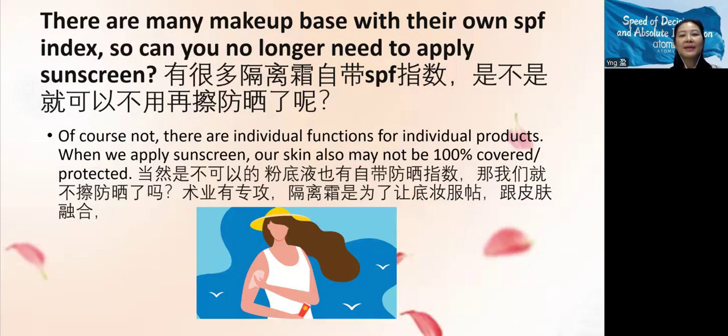There are so many makeup bases with their own SPF index. So can we no longer need to apply sunscreen? The answer is no. They are individually functioned for individual products. When we apply sunscreen, our skin may also not be 100% covered or protected.